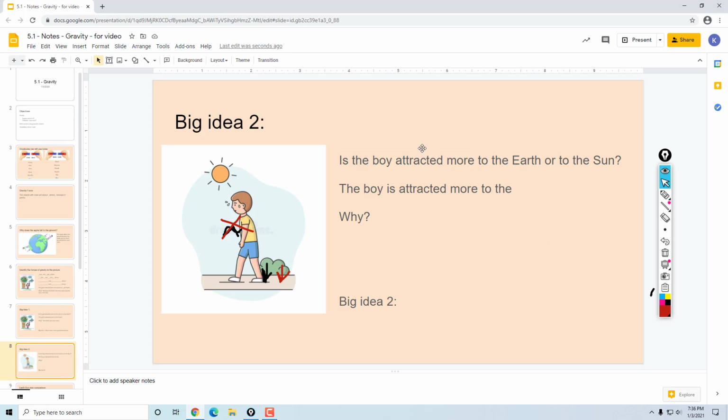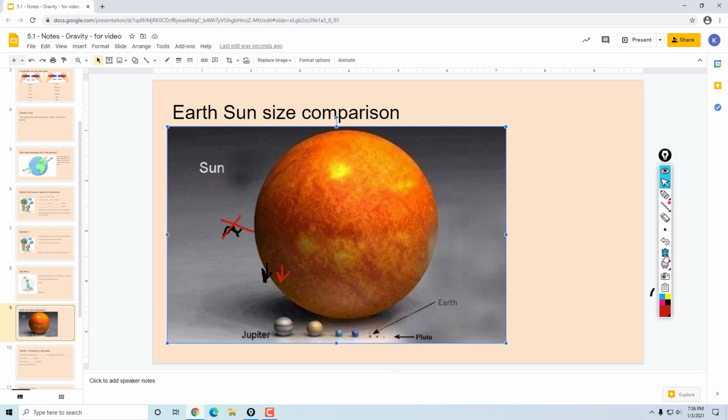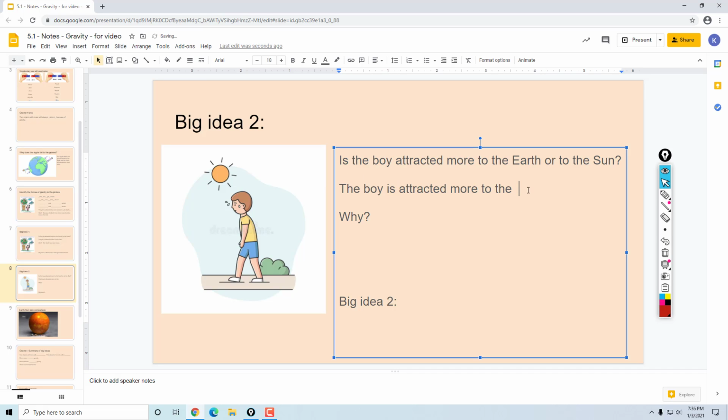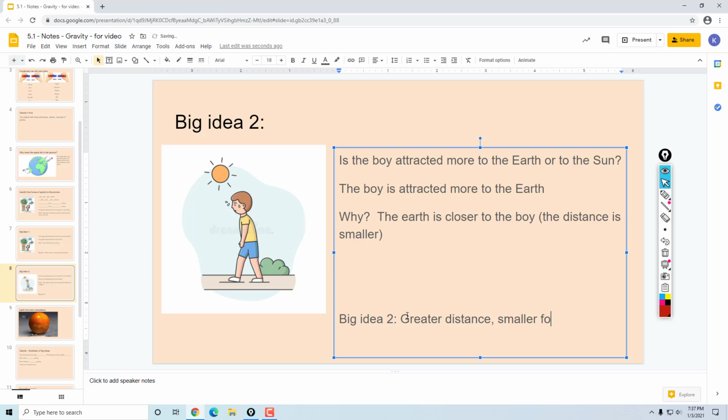Next question. Is the boy attracted more to the earth or to the sun? Well, the sun is actually much bigger than the earth, but the boy is attracted more to the earth. We are stuck to the earth, not to the sun. Why? Because the earth is closer to the boy. The distance is smaller. So big idea two: greater distance, smaller force. As distance increases, force decreases.